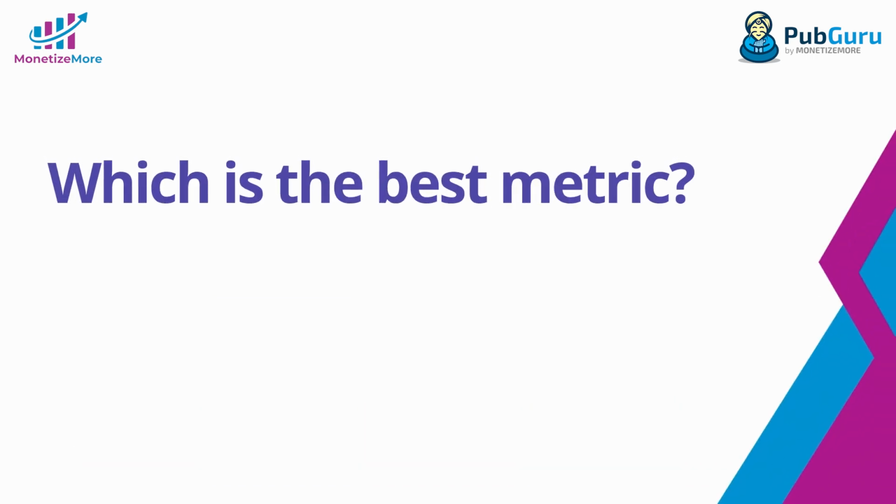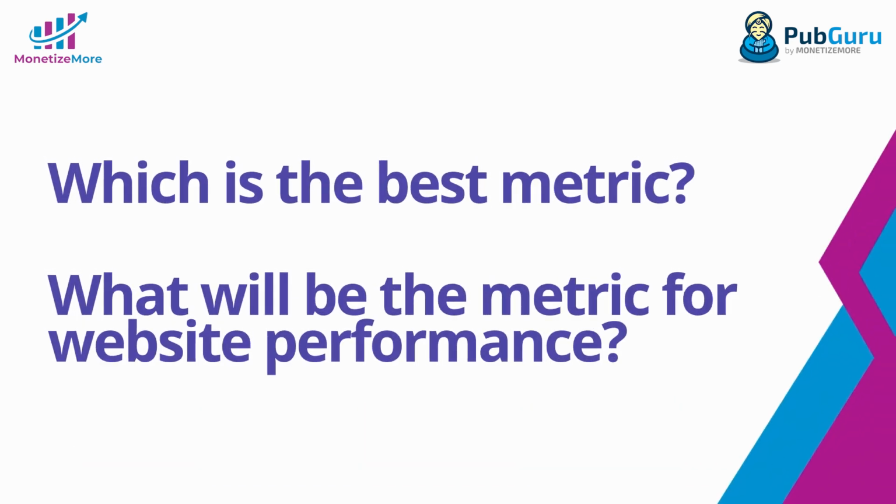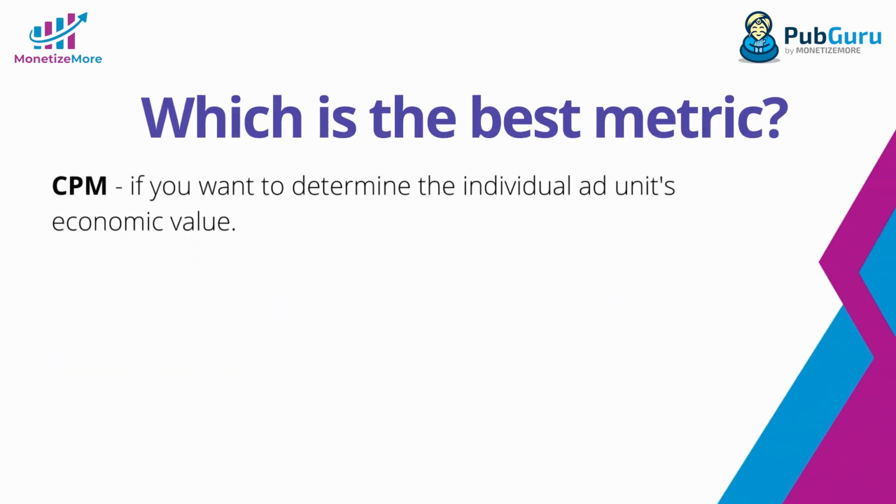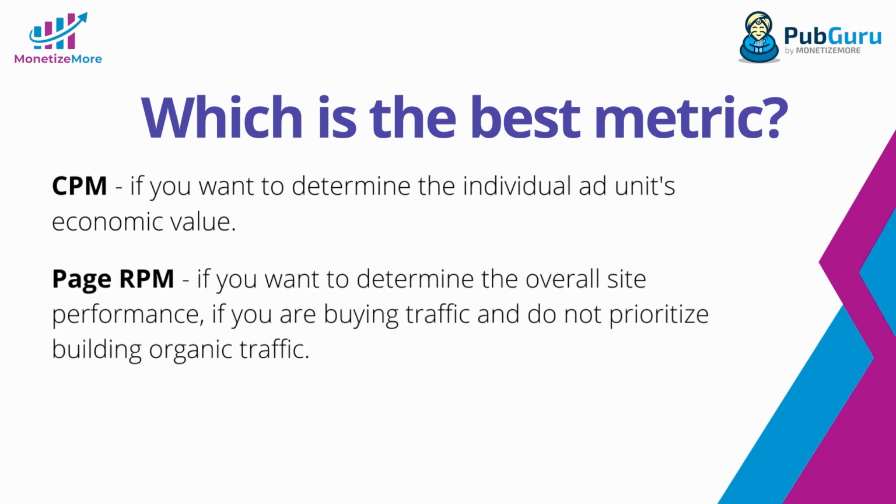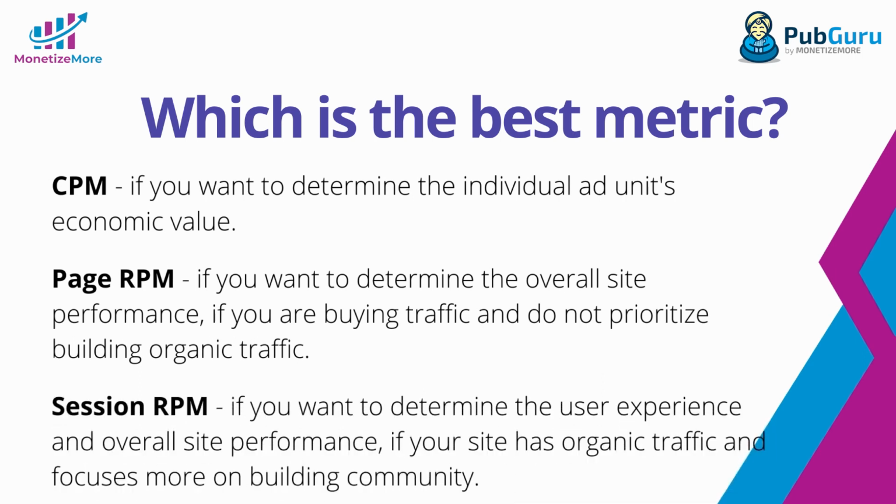So, which is the best metric? What will be the metric for website performance? There's actually no one-size-fits-all metric that is best for every website. It depends on your goals. If you want to determine the individual ad unit's economic value or performance, you can go with CPM. If you want to determine the overall site performance and if you are buying traffic and do not prioritize building organic traffic, then choose page RPM. If you want to determine the user experience and overall site performance, and if your site has organic traffic and focuses more on building a community, then go with session RPM.